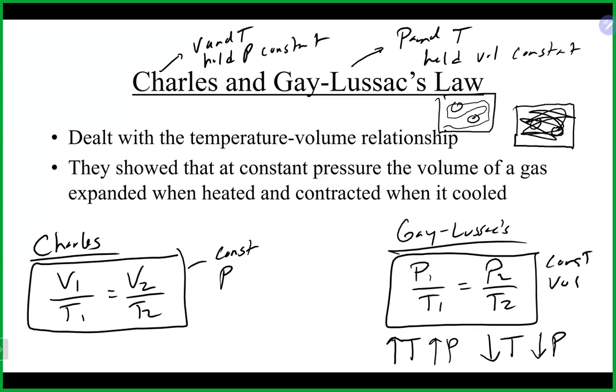Now, that's different than what we see in Charles' law, because in Charles' law, the goal is we want to keep the pressure constant. So what happens in a Charles' law situation is if you have some gas molecules and you decide to increase the temperature, if the volume doesn't move, we will see the pressure start to increase.